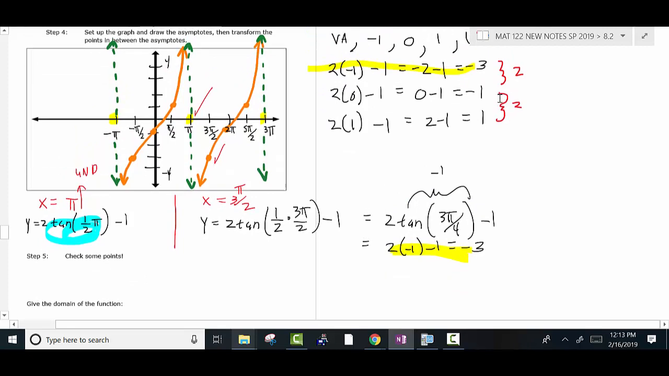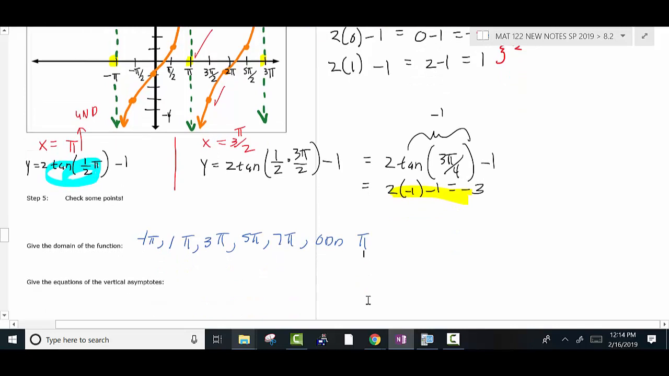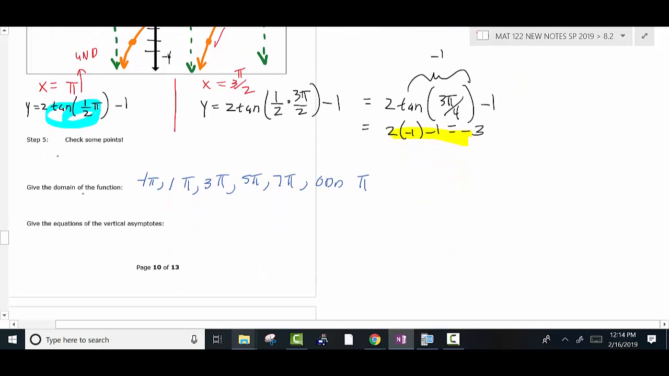Okay, so moving down, next thing is the domain. If you look at where we're undefined, at -1 pi, 1 pi, 3 pi, what do you predict comes after 3 pi? 1 pi, 3 pi, 5 pi, 7 pi. What you have is odd pi. And I'm not talking about a dessert there. I'm not talking about apple pie. So it's odd pi that we have there.